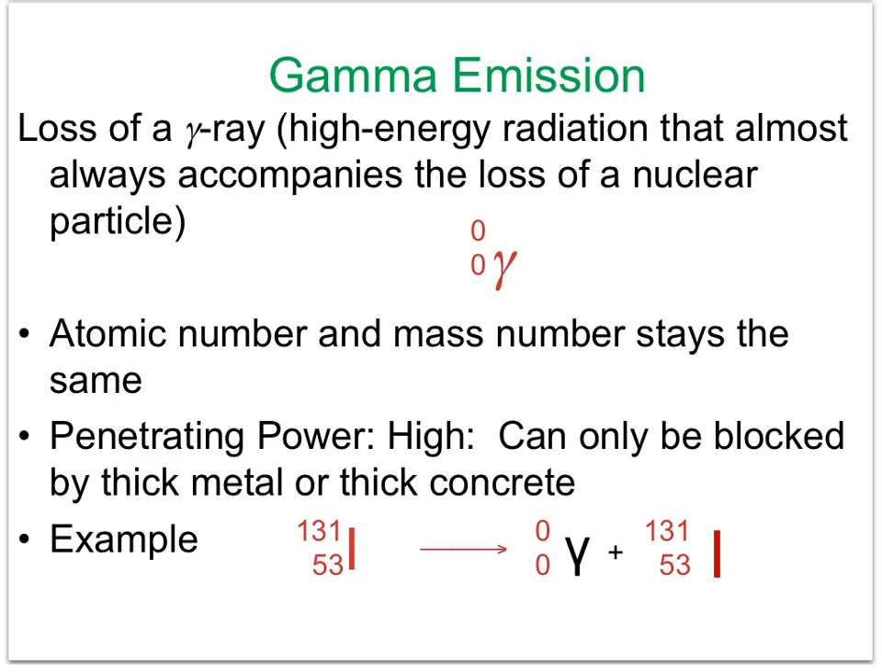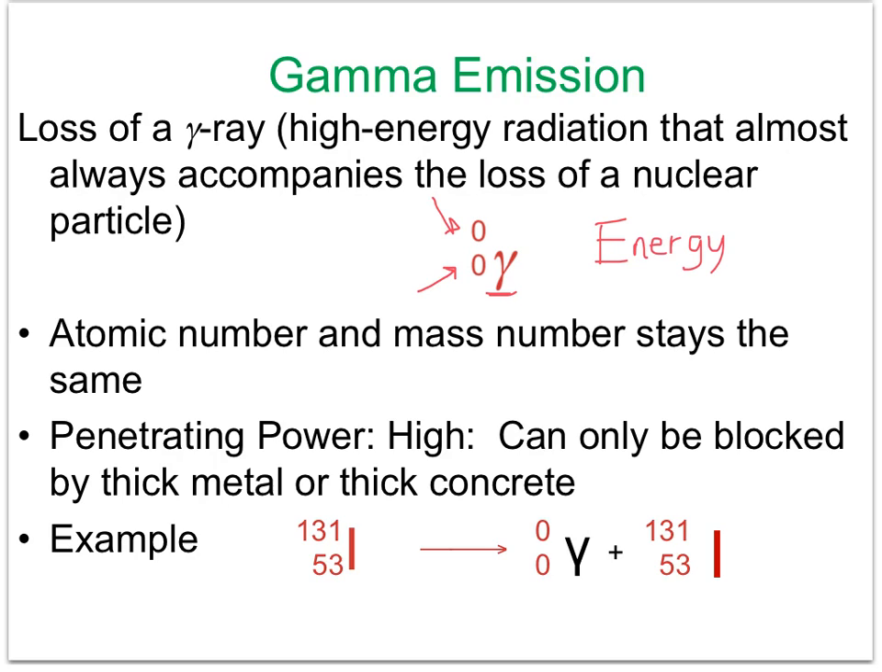The last type of decay is called gamma decay, and gamma decay is really the removal of high energy radiation. We represent the gamma radiation with the Greek symbol gamma, and you'll notice that it has a mass of 0 and an atomic number of 0. And that's because, once again, gamma is really energy. It is not a particle. It doesn't have mass. The penetrating power is extremely high. This is the most dangerous of the 3 types of decay, and you really need to be behind super thick metal or thick concrete in order to protect yourself from this type of decay.